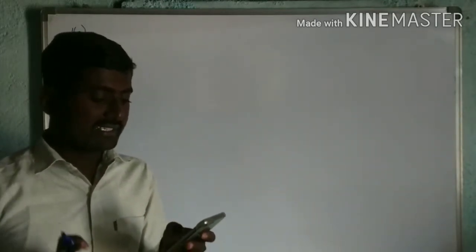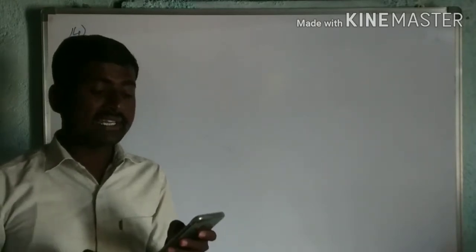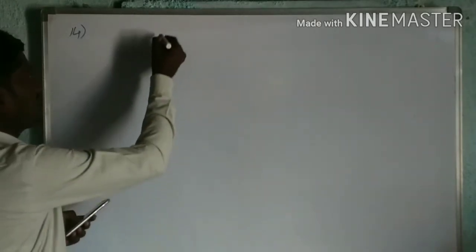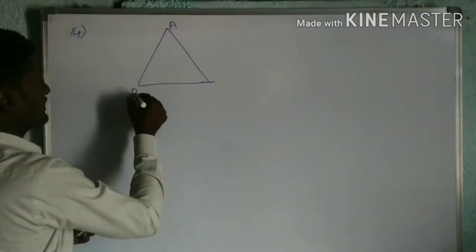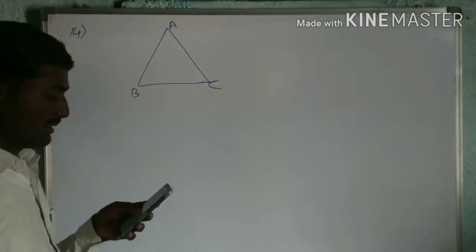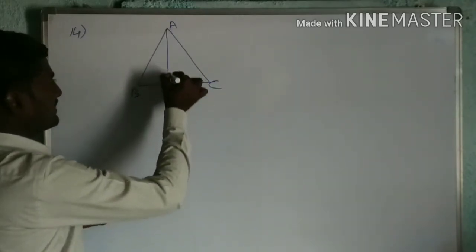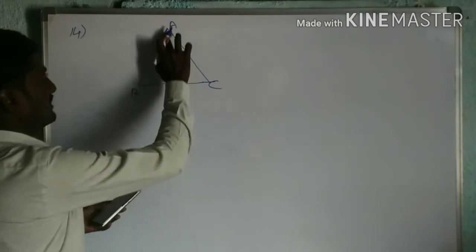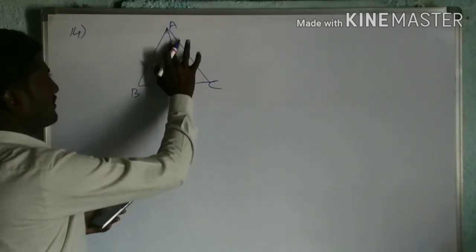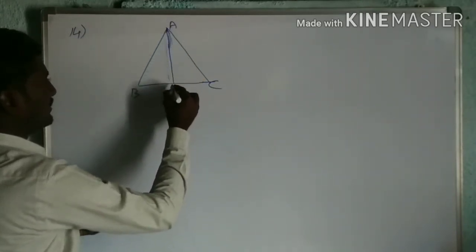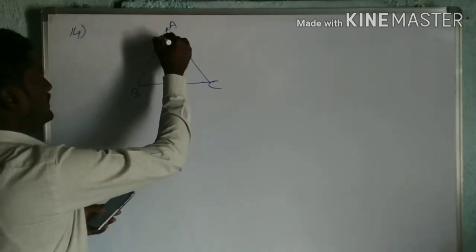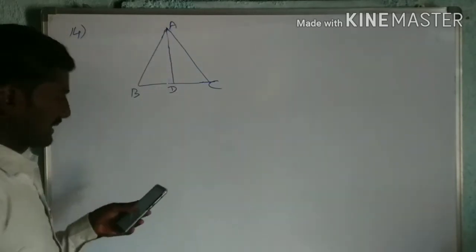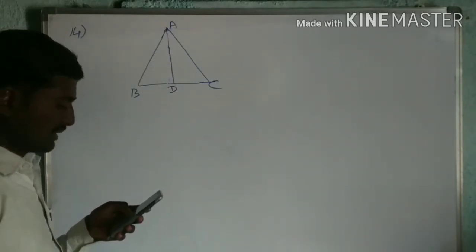Question number 14 is again the same as question number 12. Sides AB and AC and median AD of triangle ABC. First you draw triangle ABC. So this is the triangle ABC. AD is the median. Since it is a median, D must be the midpoint of BC. So here D is the midpoint of BC.